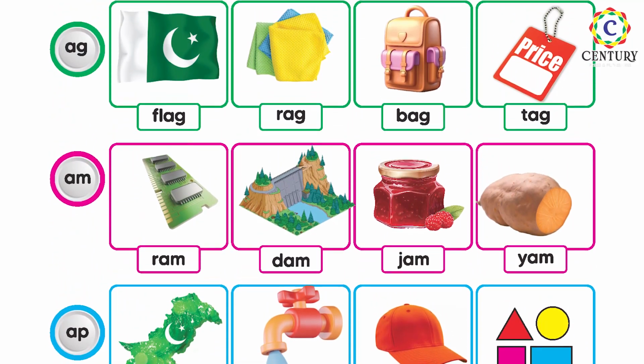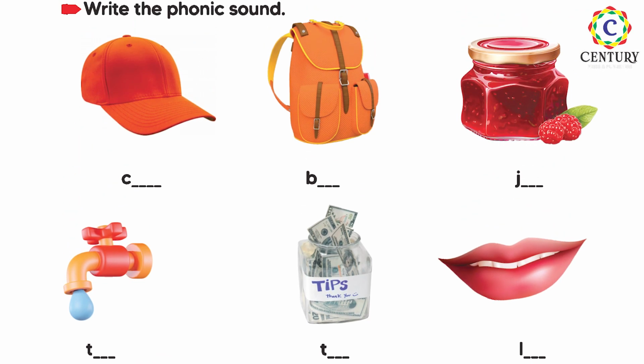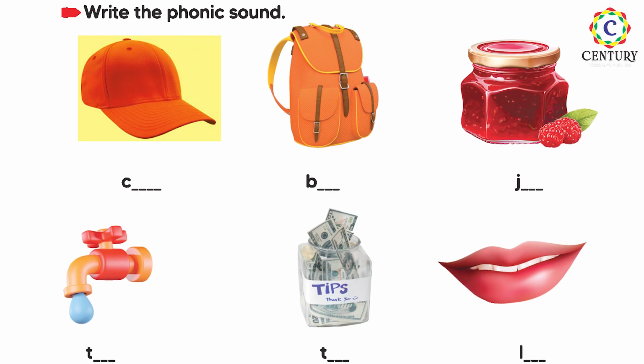Now move to our activity. Let's do this activity and see that which sound is used in this word. First one is, yes, it is cap. And what is the sound? App. Okay? So आपने यहाँ पे app लिखना है. Next one is bag. Okay? So what is the sound? It's the sound of ag. Means ag, ag. So you have to write ag here.